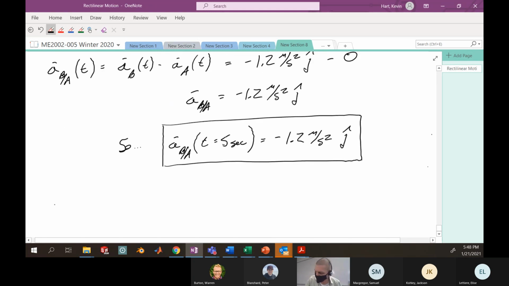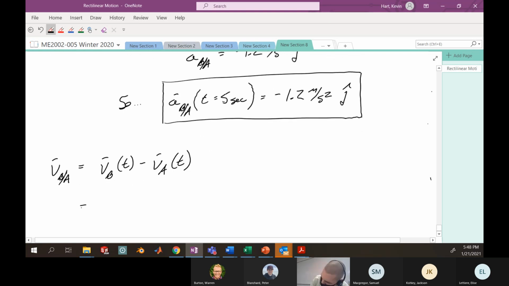Same ideas for velocity and position. I won't beat it to death. You get the idea. It's the velocity of B as a function of time minus the velocity of A as a function of time. We've already got these things. The velocity of B is negative 1.2 times time j hat, minus the velocity of A, which is 10 meters per second constant in i hat.